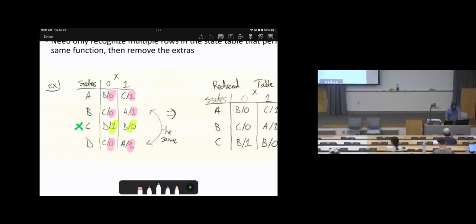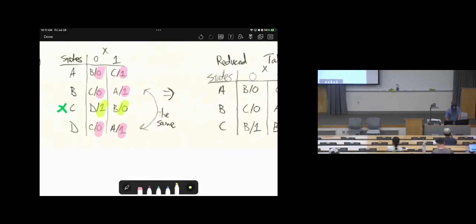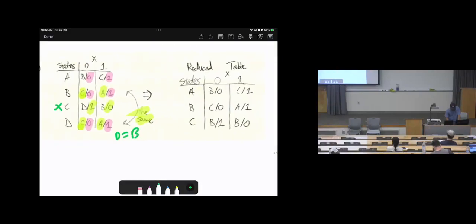Look at B and D. B goes to C, A, and D goes to C, A. So they are the same. Since they are the same, they are equivalent. Therefore, we can replace D by B. Whenever we see D, make it B. Let's redraw the table. Then it's going to be A, B over 0. Here it was D, now it will be replaced by B, and erase D, the same way that we did before. Okay, clear?